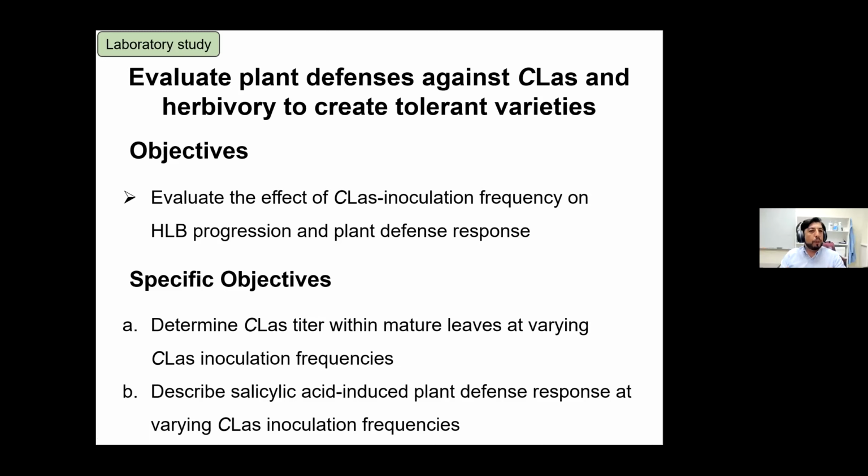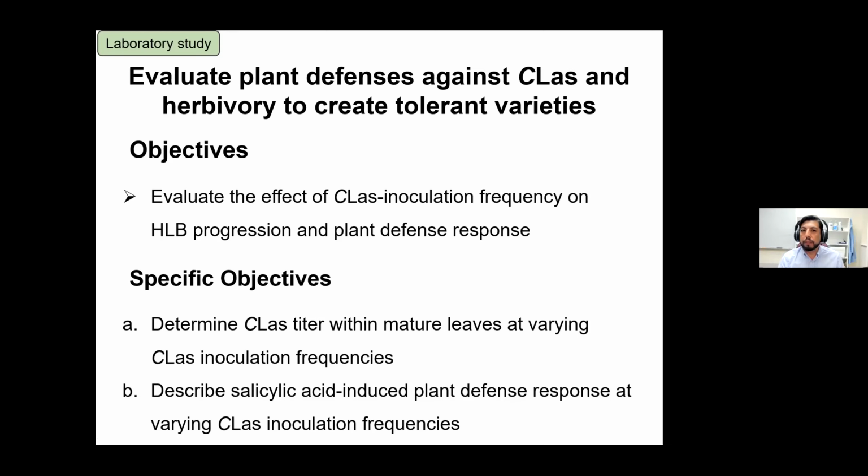Perfect. I'm sorry. I was talking about the specific objective, right? I'm sorry, for a moment this one got off. So we describe the salicylic acid induced plant defense response at varying Silas inoculation frequencies.